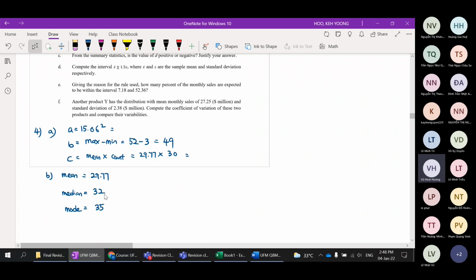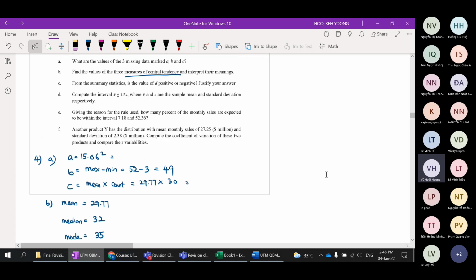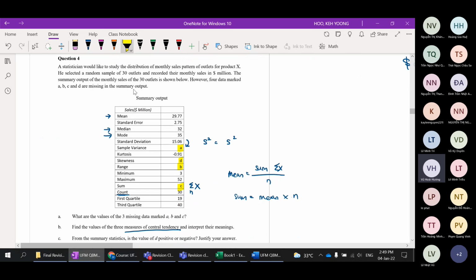How do you interpret these three values? You have to read the questions again and understand the case scenario. This is about the monthly sales of 30 outlets for product X, and it is measured in $1,000,000. So the mean here, 29.77, is actually $29.77 million.